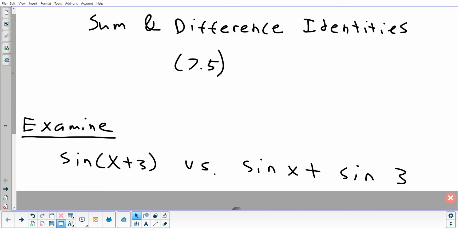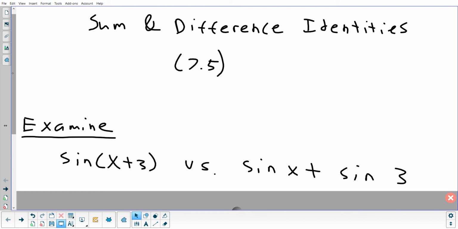Vertical stretch or vertical compression by 3? No, there's no stretch or compression there. Stretching and compressing involves multiplying. So there's no stretch or compression. Is it moving it up by sine 3? Yeah, that's a vertical shift up by the sine of 3, whatever that number would be.